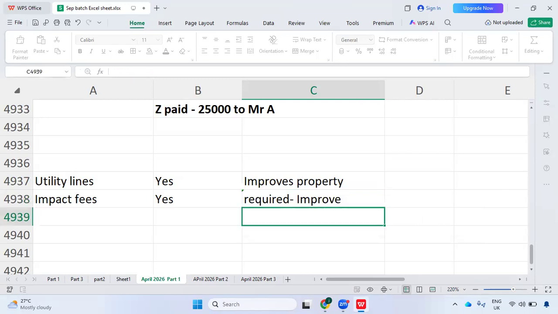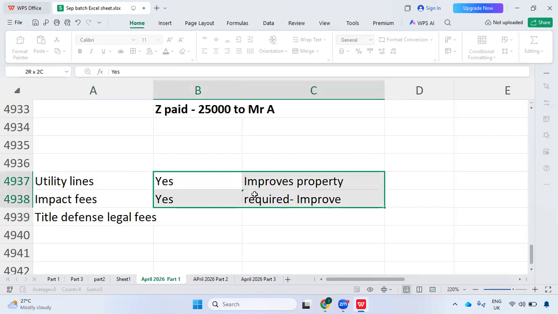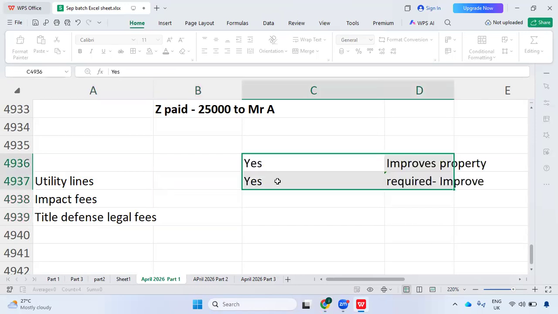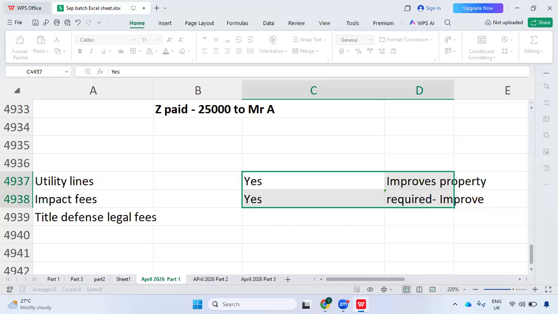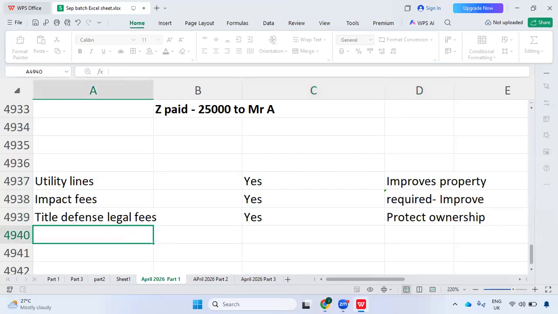And also title defense legal fee. Shall we add this amount to the basis? Yes, because it protects the ownership. If you are not paying this, then you cannot protect the ownership. So we have to pay. That's the reason it will be added to the basis.